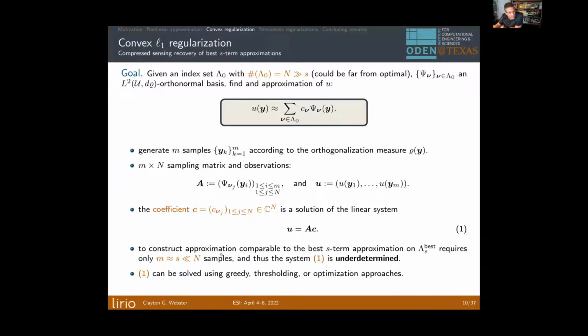However, as I mentioned, I want to construct the approximation to be comparable to the best S term. And this will require the number of samples to be on the order of S, much smaller now than the cardinality of the index set. In other words, this system is underdetermined. How one solves this, obviously, is using greedy type algorithms, thresholding, or in our case, we're going to focus on optimization.